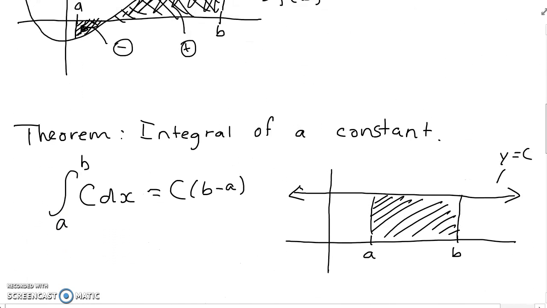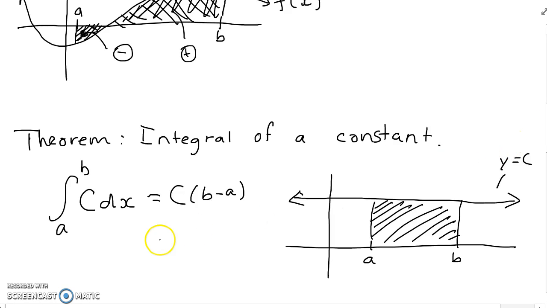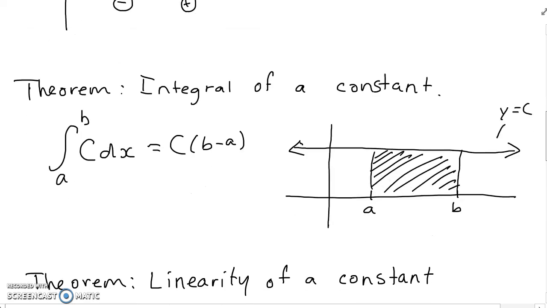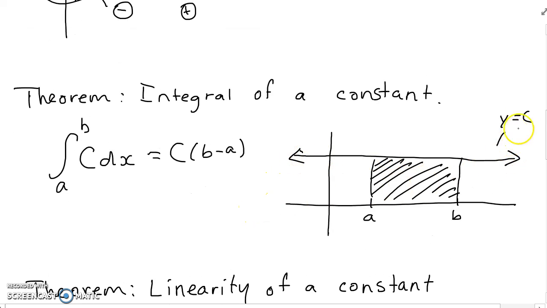So, the integral of a constant. This is pretty straightforward. The integral from a to b of a constant c dx will equal c, the constant, times b minus a. This is straightforward because if you look at this graph of y equals a constant, it's just straight across. If we want to find the area between a and b, above or below the x-axis, it comes out to just a perfect rectangle. The height here is c. So to find the area, it would be c multiplied by this length, which is b minus a. So this is what we get here.